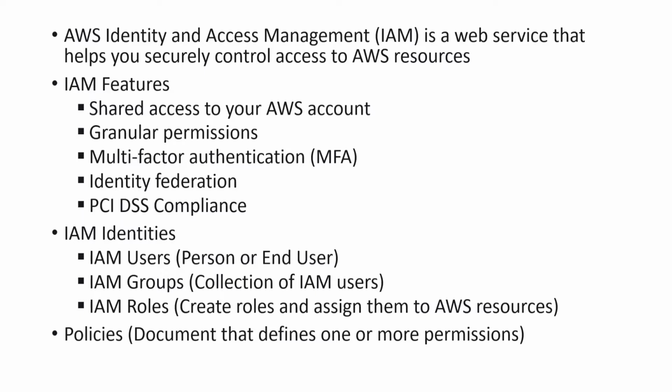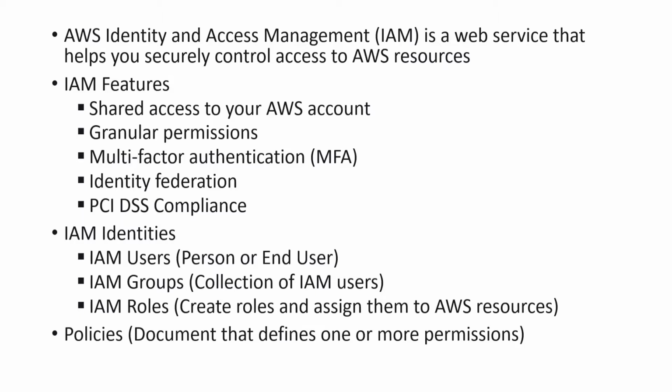Then we have IAM groups, which is nothing but a collection of users. Let's say you have a group called developers or admins or HR, for example. Then we have IAM roles. You can create roles and assign them to AWS resources. For example, you might have an EC2 instance, which is a virtual machine, and you might give it a role to access S3. Then that EC2 can read or write directly to S3 without a need to set up user and password to access it.